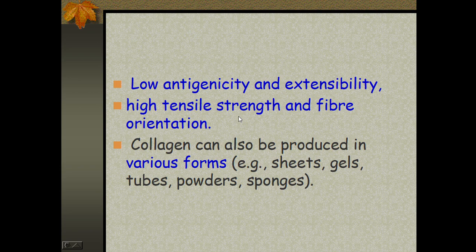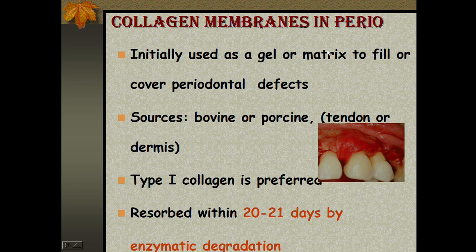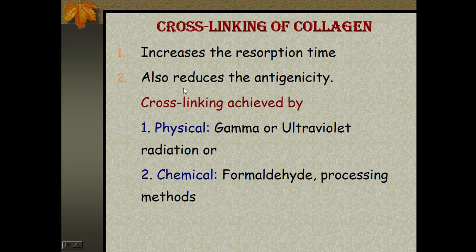Collagen can also be produced in various forms like sheets, gels, tubes, powders and sponges. Collagen membranes that are used in perio are obtained from bovine and porcine sources. Mostly type 1 collagen is preferred, and it is resorbed over a period of 20 to 21 days by enzymatic degradation, as it is made up of collagen. They are cross-linked in order to increase the resorption time and to reduce their antigenicity, which can be achieved by gamma or ultraviolet radiation or by various chemical processes.